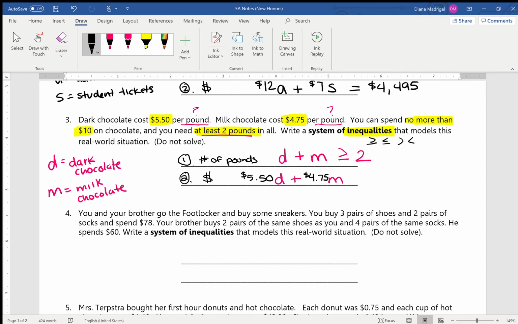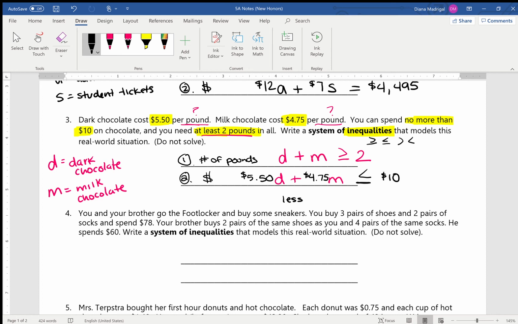Okay, and then it says you can spend no more than 10. That means that your expenses, which is the 5.50D plus 4.75M, has to be less. This side has to be less than $10. So $10 is on this side. That means that your sign for this is less than or equal to 10. You cannot spend more than 10. It has to be less.